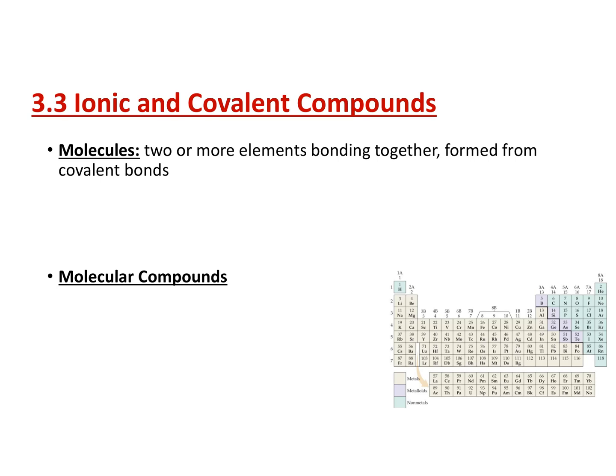So the other important thing in this section is how to differentiate between ionic and molecular compounds. Molecules have 2 or more elements bonded together through covalent bonds. Molecular compounds are formed between a nonmetal bonding with another nonmetal.